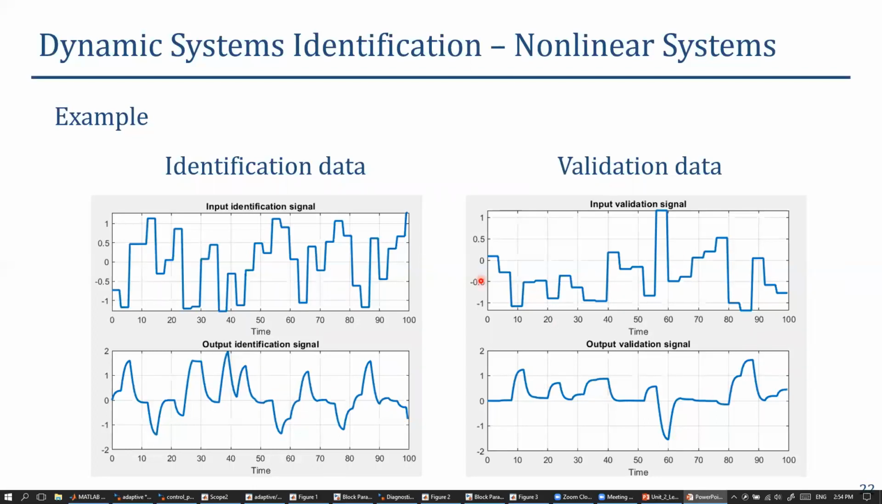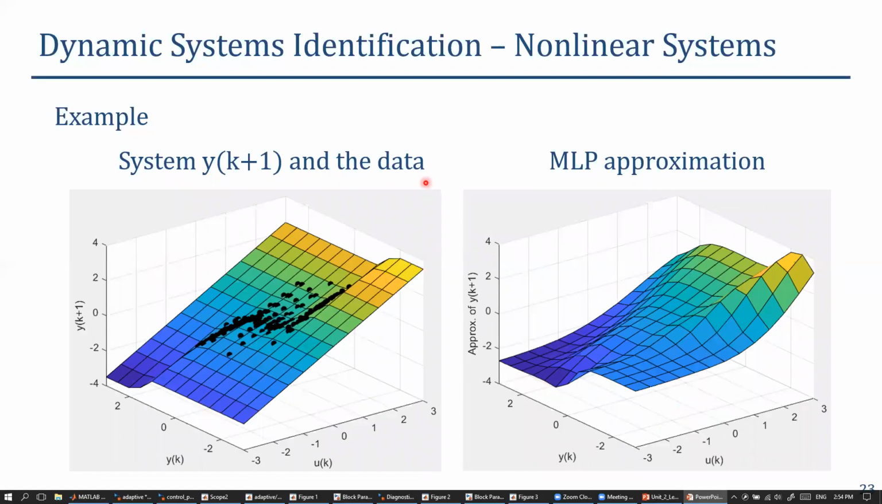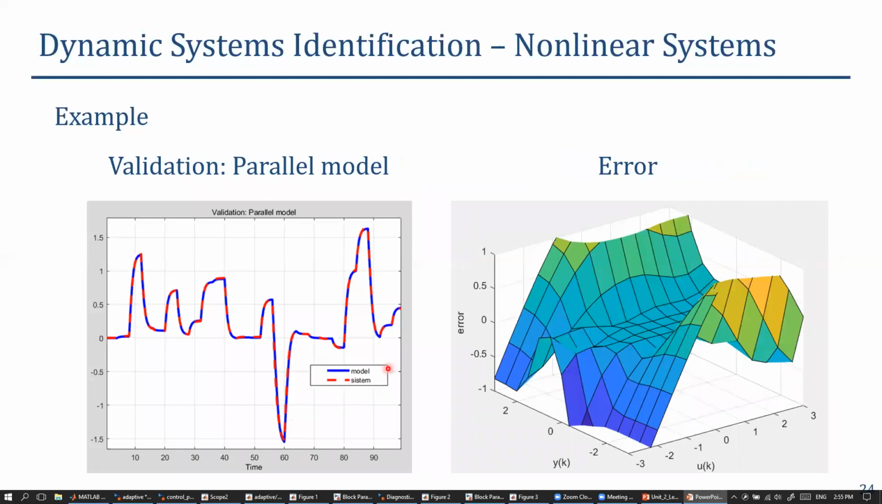These are then validation data, so the data were split into two parts. This is the real system, and the population of data across the input space and the output, right? The output here is yk plus 1, and this is the approximation of the neural network, the multi-layer perceptron approximation. Then validating the model on the validation data set, we see that the model fits perfectly, and this is the error of the system.